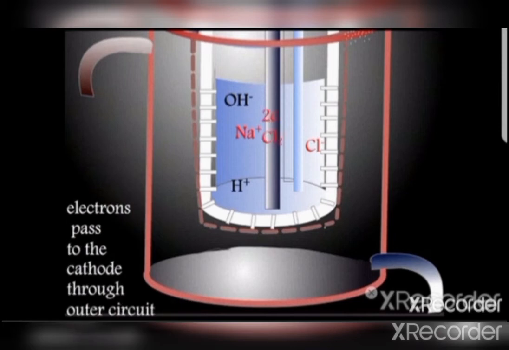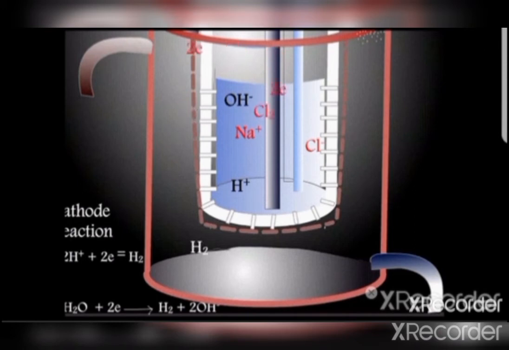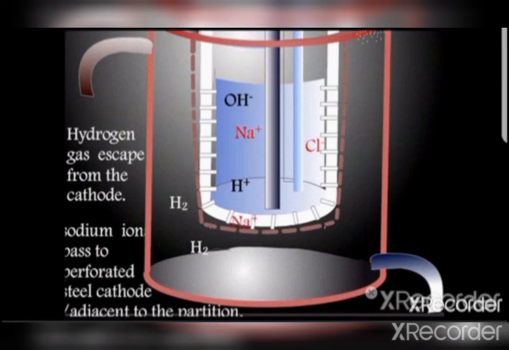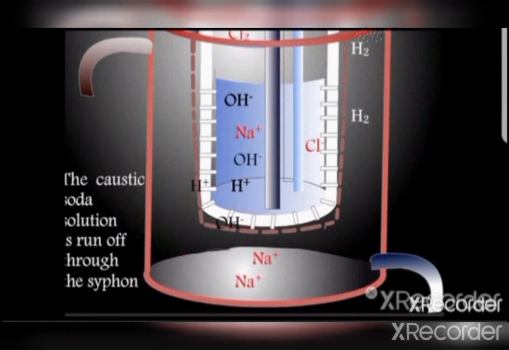Electrons pass to the cathode through the outer circuit. Hydrogen ions from the water pass to the cathode. At the cathode, hydrogen ions are reduced to hydrogen atoms and form hydrogen molecules. Hydrogen gas escapes from the cathode. Sodium ions pass to the perforated steel cathode. Excess hydroxyl and sodium ions form caustic soda solution. The caustic soda solution runs off through the siphon.